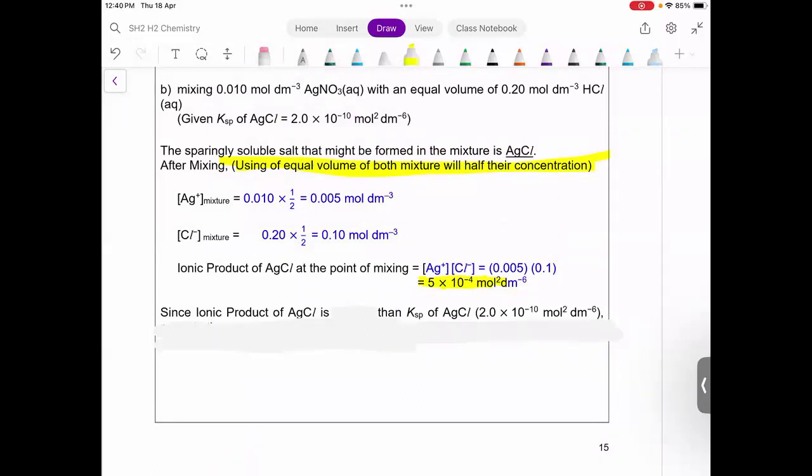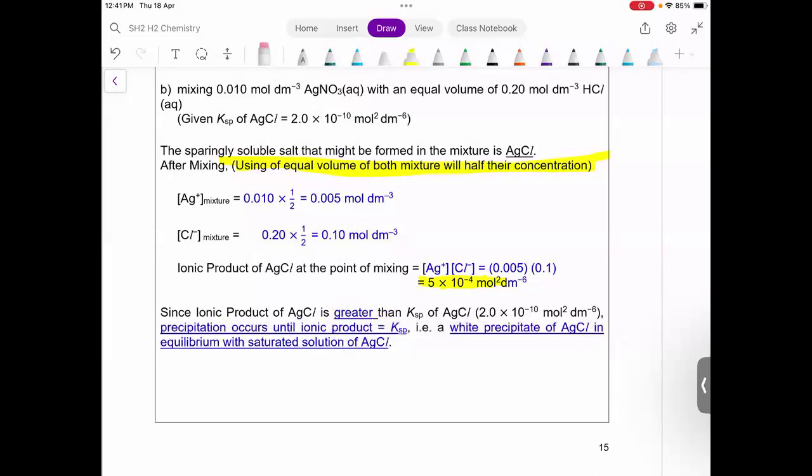So what can you conclude from here? When you compare with the Ksp, what does it mean? What's the significance? Yeah, it's larger. If it's larger, what does it mean? Yeah, it will undergo precipitation. So it will keep on pushing out your silver chloride until the ionic product becomes Ksp.